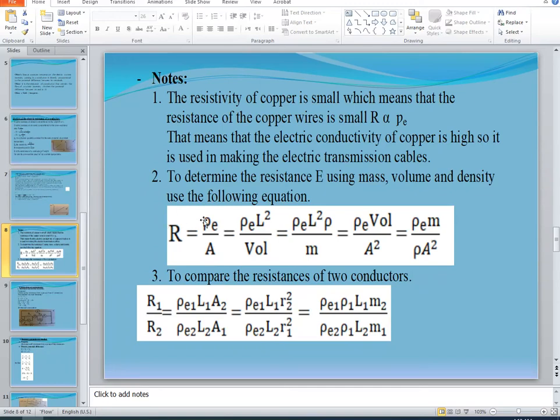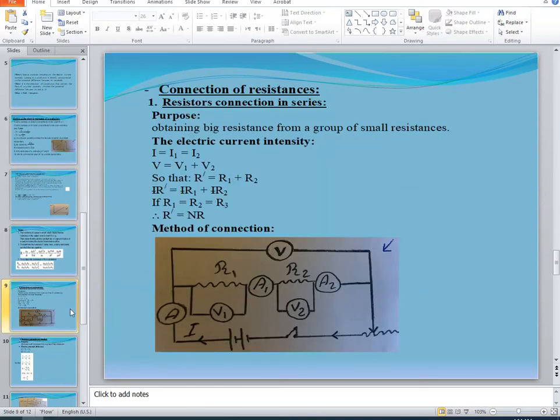By the same way, we can replace A. Instead of A, we can write r squared. So the rule will be rho_e1 L1 r2 power 2 divided by rho_e2 L2 r1 power 2, where pi is cancelled from the numerator and the denominator. By this way, you can make the rules to calculate the comparison between two resistors by using the other rules which we talked about before.